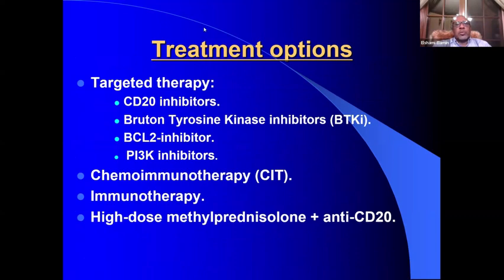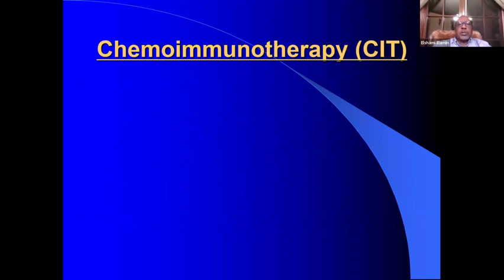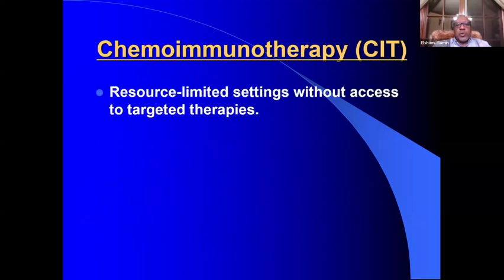Let's see if someone added number 2. Okay, good. So these are the treatment options, and I'll just go over them to see how we select and based on what. So let's just see the chemoimmunotherapy. It is an okay regimen. This used to be the best until the targeted therapy.